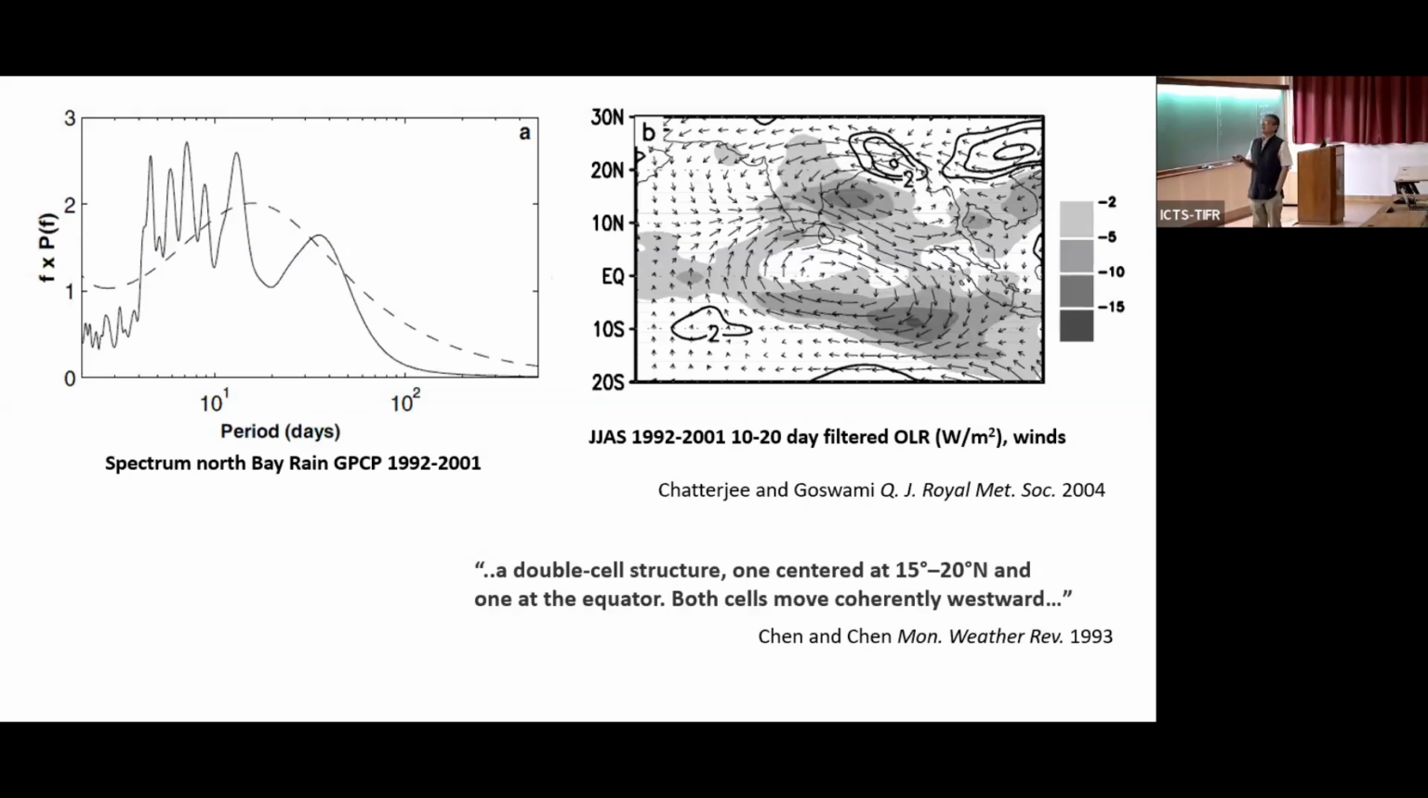So this double cell structure, one centered at 15 to 20 north and one at the equator, both cells move coherently westward, is a picture from a classic paper, Chen and Chen, about the summertime Rossby wave. You can see the Rossby wave here. It's very large scale. That's half a wavelength.